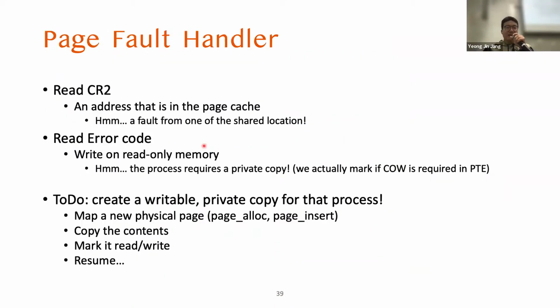Then we can also get the error code, to check whether the fault happened by a write, that it is a valid address, and that it is coming from user mode. If the conditions are matched, what we will do is create a writable, private copy of that data just for that process.